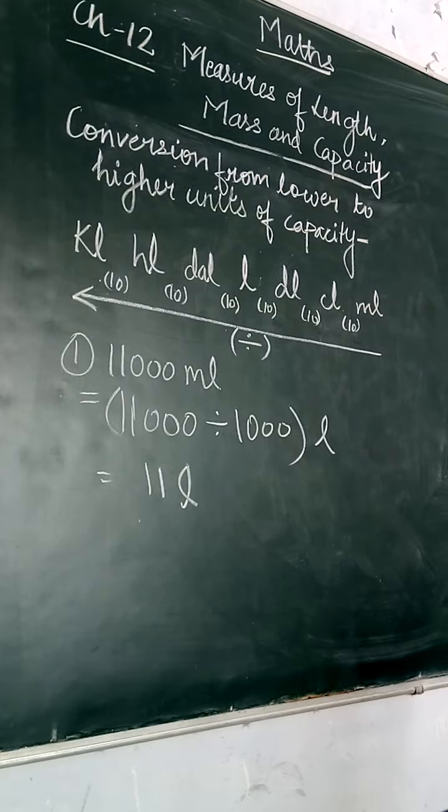This is the method to do. 11,000 divided by 1000 liter, that means how much is left? 11 liter is the answer. Now moving on to next question.